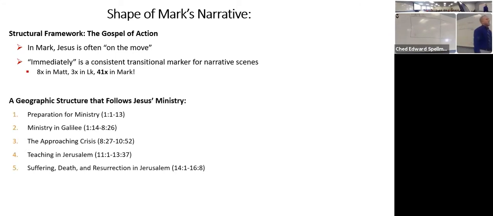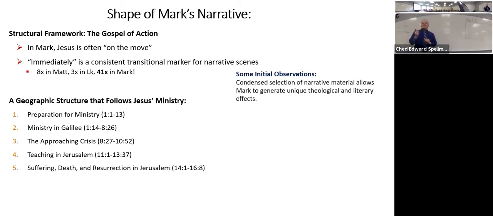And that's actually a good segue to what we're going to talk about here, what we started to talk about last time. So, the geographic structure of Jesus' ministry: we get the full spectrum of his ministry. We get preparation for ministry, the ministry in Galilee that he did, the approaching crisis, teaching in Jerusalem, and then his suffering, death, and resurrection in Jerusalem. So then some initial observations: this condensed selection of narrative material allows Mark to generate unique literary effects. And one of the ways he does that is here.